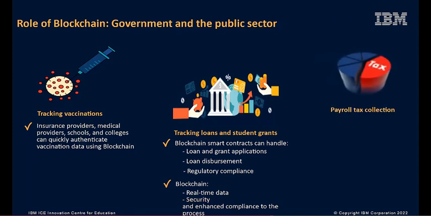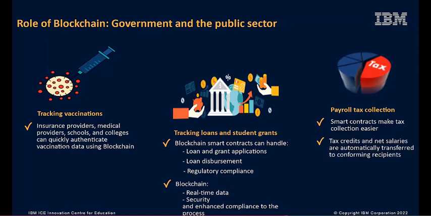Payroll tax collection. Smart contracts can make tax collection easier. They match tax data with income data and calculate taxes and social security. Tax credits and net salaries are automatically transferred to confirming recipients using blockchain technology. By automating and coordinating processes, blockchain ensures speed, efficiency, and security in tax collection.